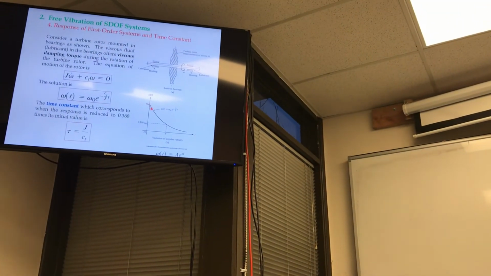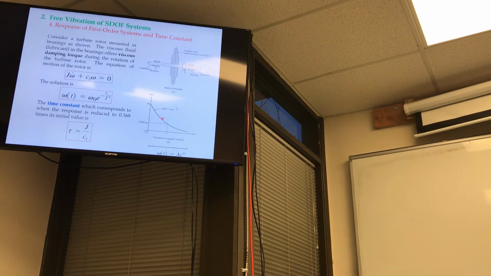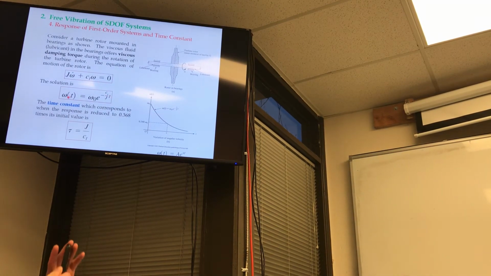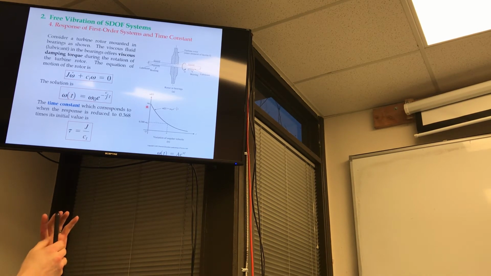So this is how the angular velocity of the motor is going to be decreasing, because when t approaches infinity, what's going to happen to omega? It will approach 0, right? So it will asymptotically approach 0 in this fashion.